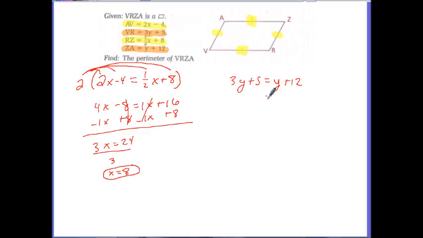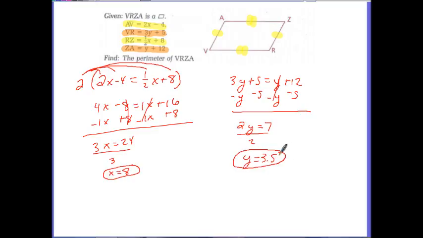For my next one, let's subtract my y from both sides. And let's subtract my 5 from both sides. That leaves me with 2y equals 7. Divide both sides by 2, which means y is equal to 3.5. Seems a little bit odd, so let's double check our work here.